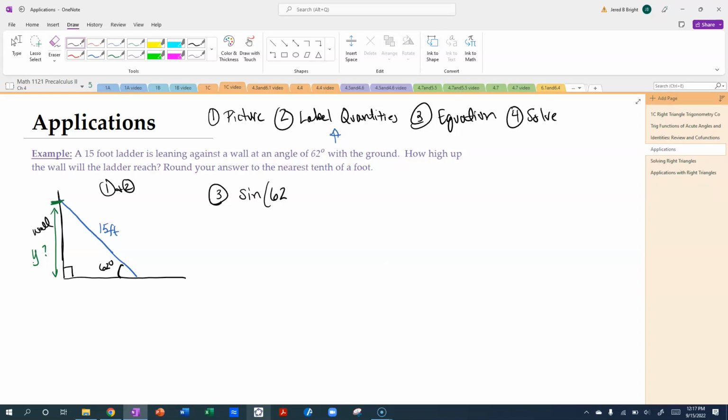So sine of 62 degrees is equal to my unknown y over 15. To solve for y, I need to get rid of the 15, so I'd multiply both sides by 15. I get 15 times sine of 62 degrees is equal to y. We'd leave our answer like this if it was asking for an exact value, but since it says round your answer, let's get our calculators and punch this in. We get about 13.2 feet.